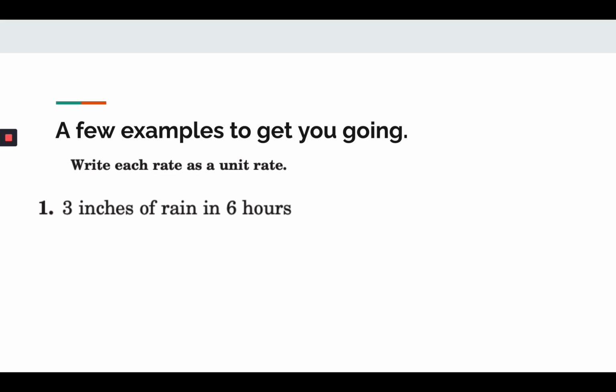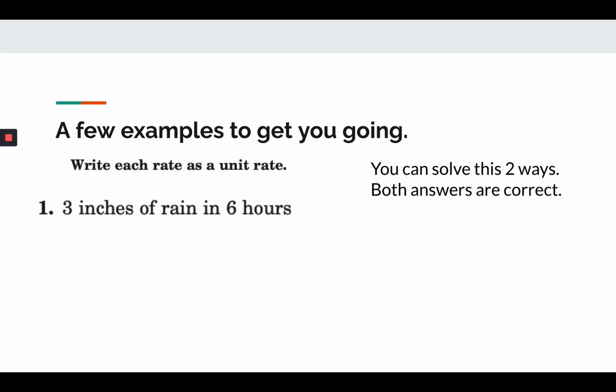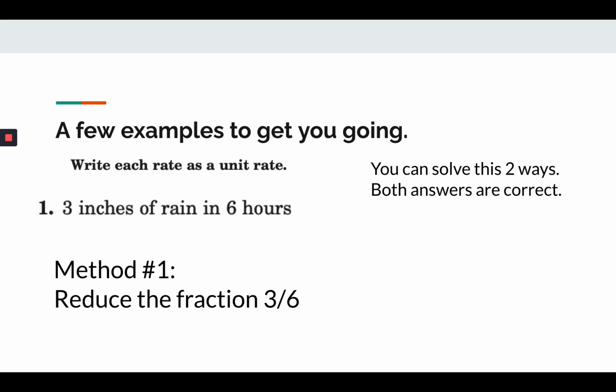They want you to write this as a unit rate, 3 inches of rain in 6 hours. There are 2 ways to solve this question, and both ways are correct. Method 1 is the fraction way. Now I'm going to say this throughout this video. If you want to try and solve this as a fraction, I would pause your video now and resume it when you want to see the answer. I'm going to pause this first time for about 5 seconds for you to figure out how to pause.